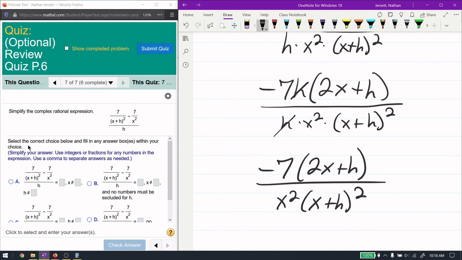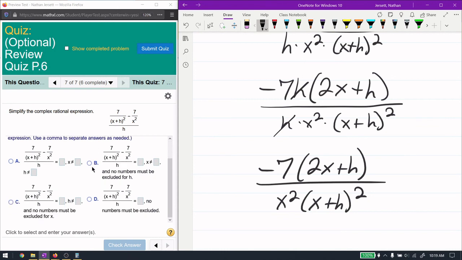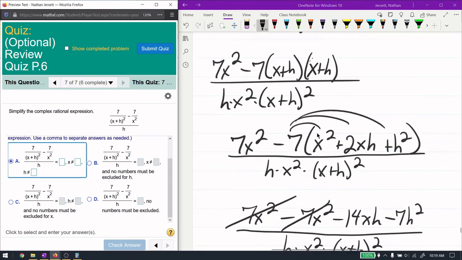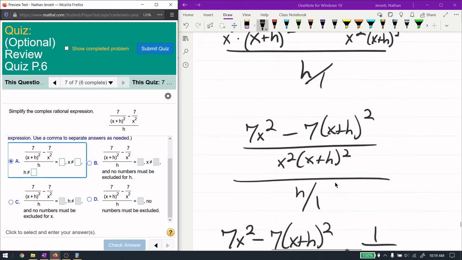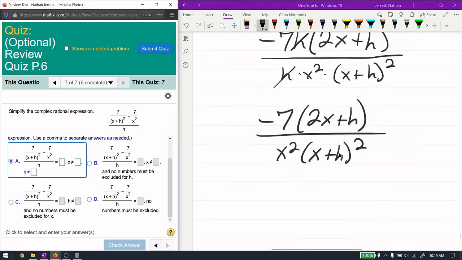So let's see what we have. Select the correct choices below. Let's see. x and h. This one says no numbers must be excluded for x, and this one says no numbers must be excluded for h. But we do have one for each. We have that x and h can both not equal 0. So we need to have those two things.